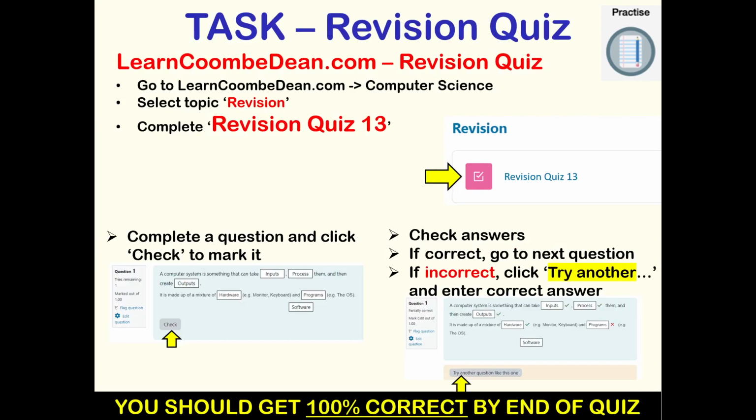Okay, we've just covered all the threats that you need to know about to a network, all the things that could go wrong. I'd now like you to do revision quiz 13 on Learn Cume. As always, check each answer, try another question like that one again to reattempt this question if you get it wrong. You should be getting 100% by the end of the quiz.